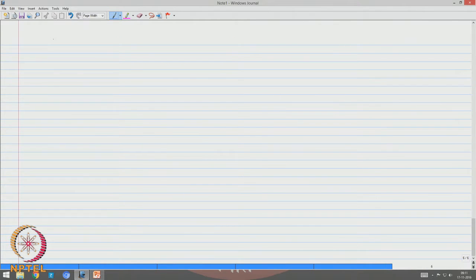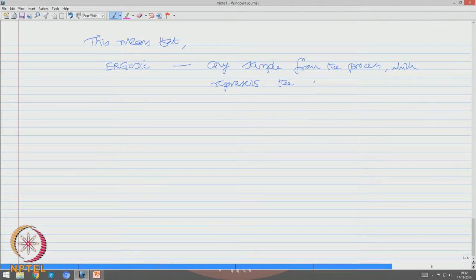This means that ergodic actually refers to any sample from the process which represents the average statistical properties of the entire process.